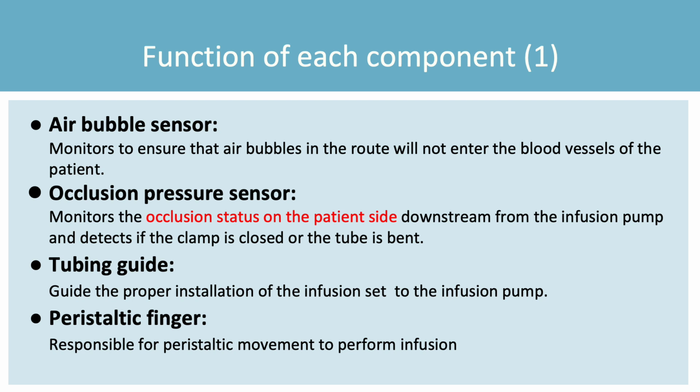The air bubble sensor monitors air bubbles in the route to prevent them from being sent to the patient. The occlusion pressure sensor monitors the occlusion status on the patient side downstream from the infusion pump and detects if the clamp remained closed or the tube is bent. The tubing guide is responsible for guiding the proper installation of the infusion set. The peristaltic finger is the main part of the infusion pump responsible for peristaltic movement to perform the infusion.